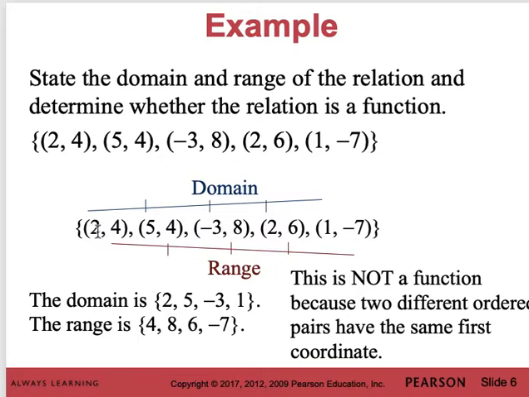I can graph (-2, 4), (2, 4), (5, 4). What is not okay is this 2. (2, 4), (2, 6). I cannot have the same x value with a different y value. So because of that, because two different ordered pairs have the same first coordinate, 2, and a different y coordinate, this is not a function. This would not graph.